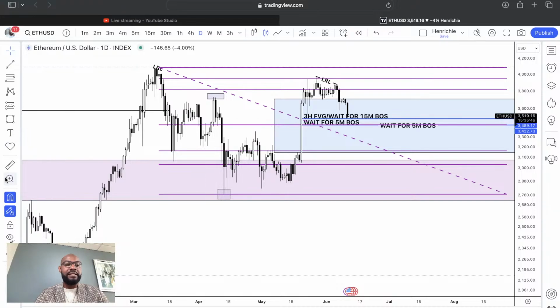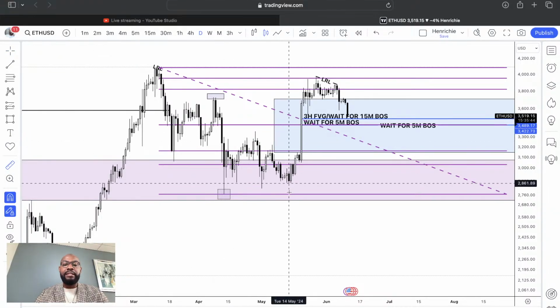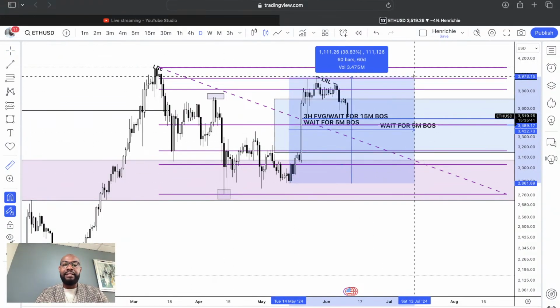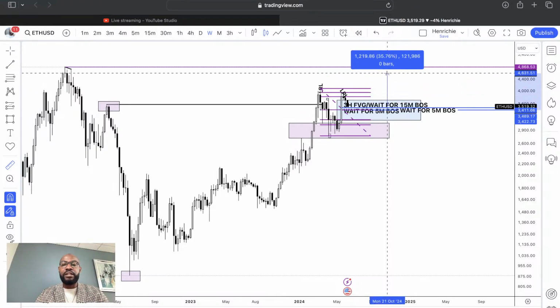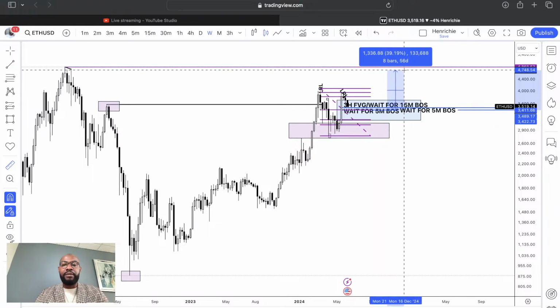But any trade entry I'm getting in on Ethereum, so right here, this is my low and this is my high, and this is a 38% move to the upside. If I should get into any trade setup at the discount zone, I'll be anticipating for that trade to deliver a 38% move to the upside, and 38% move to the upside is literally right here.